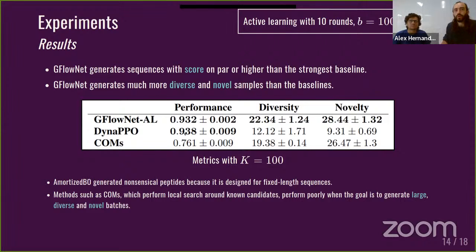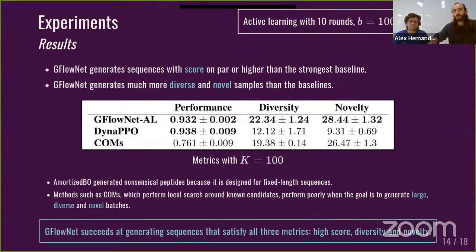You may be wondering why amortized Bayesian optimization is not in the table. So this also highlights one nice property, not unique to GFlowNet, but one nice property of it. In the case of amortized BO, it is really designed for fixed length sequences, and in this case we didn't find meaningful sequences, so that's why we didn't include it in the table. Of course, GFlowNet is flexible and it can generate sequences of various lengths. So to conclude the slides, GFlowNet succeeded at generating sequences that satisfy all the three metrics simultaneously.